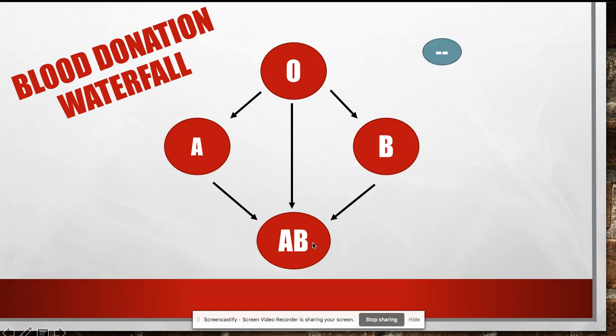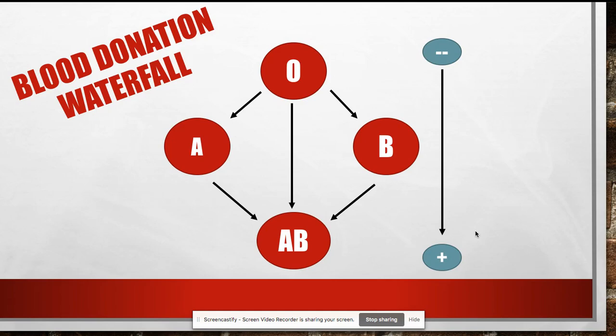Now by drawing a little negative sign over here beside our waterfall and a positive at the bottom, we can now say that negative blood can only accept blood from itself. It can only accept negative blood. Remember, there's no arrow that can climb back up my waterfall, so that means it can only accept blood from itself. However, positive blood can accept blood from itself as well as from negative blood going down that waterfall. So that is one very helpful way of remembering.